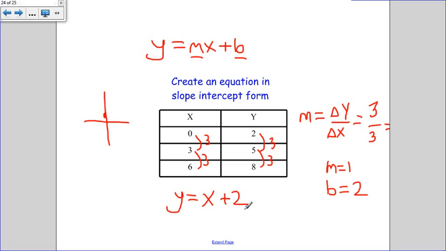And just to check ourselves, it's always nice to check, we can plug in some of these values on the table to see if it fits. So if x equals 0, 0 plus 2 is 2. If x equals 3, 3 plus 2 is 5. If x equals 6, 6 plus 2 is 8. So it checks out.